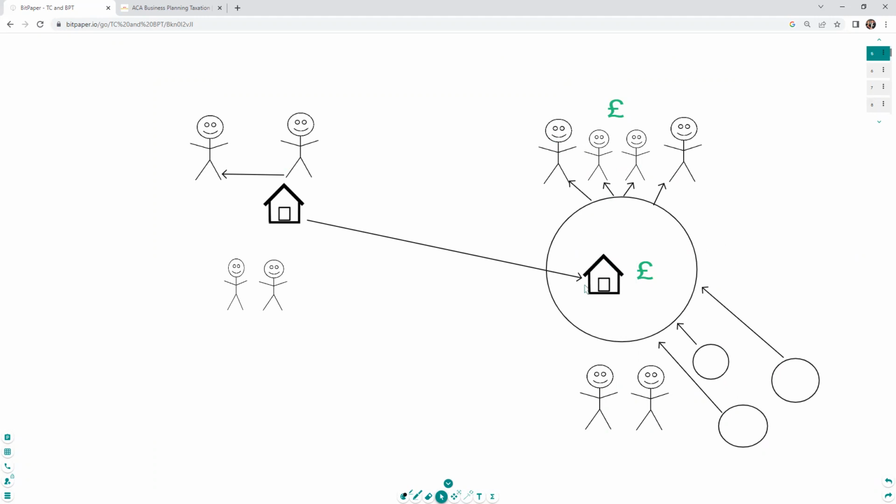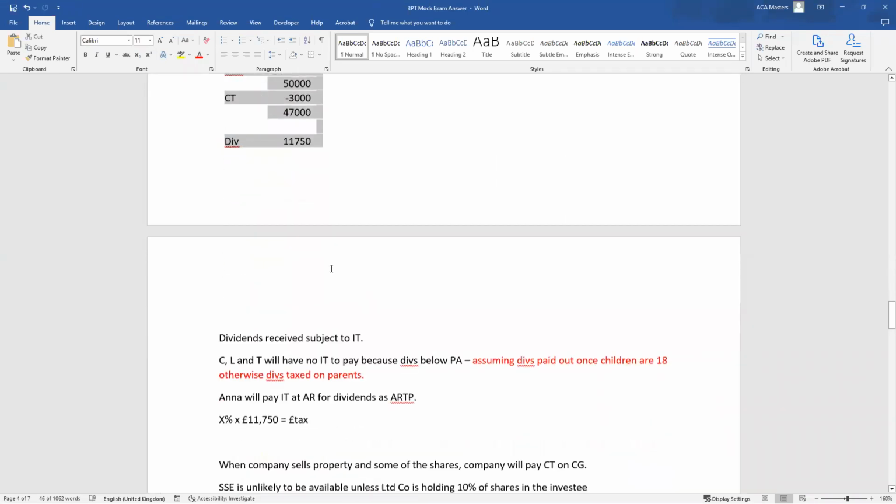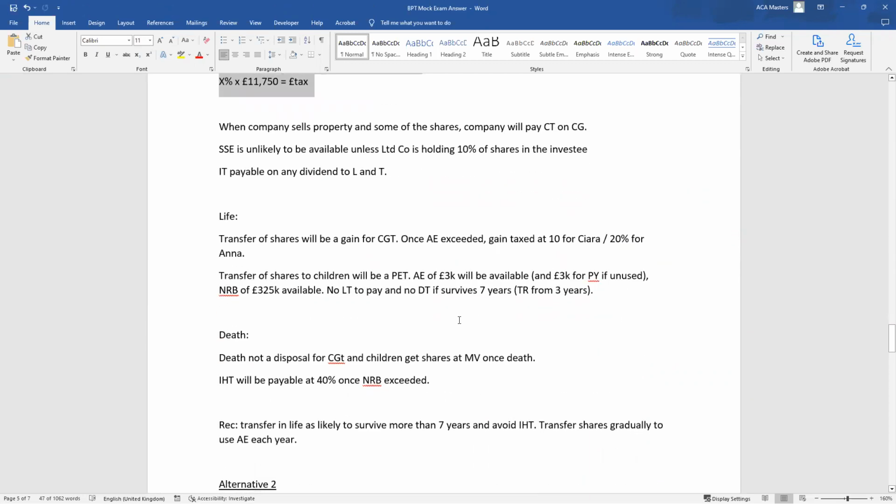So the company, because the company owns the assets and is earning the income, will be paying corporation tax. And then the amounts are going to be paid up to the shareholders, and therefore they're going to receive dividends. So the company would pay corporation tax, and then the individuals pay income tax on the dividends. And we could work out what those dividends would be.